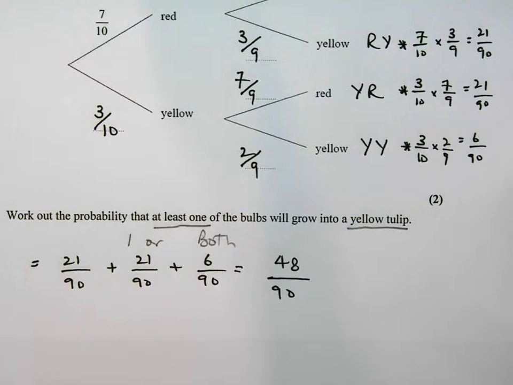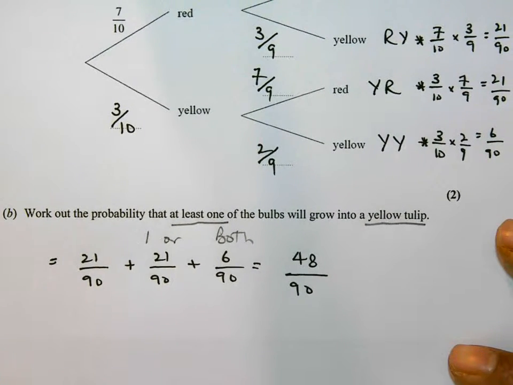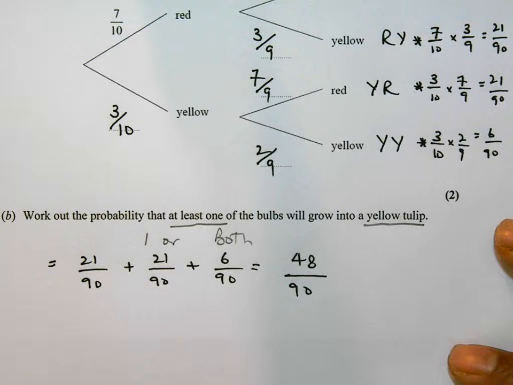Make sure you do understand this question, especially part B. It's usually a common second part to tree diagram questions, asking you to use the probabilities to work out something else. 48 over 90 is what I've just written in the answer space down below, and that should get you full marks for this question. Make sure you understand it, and you can do it.